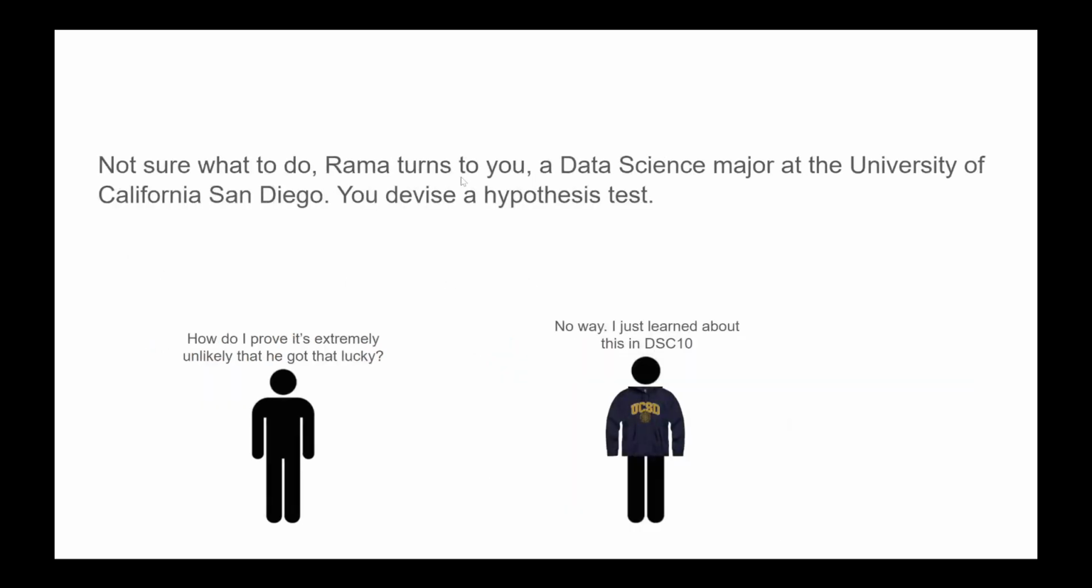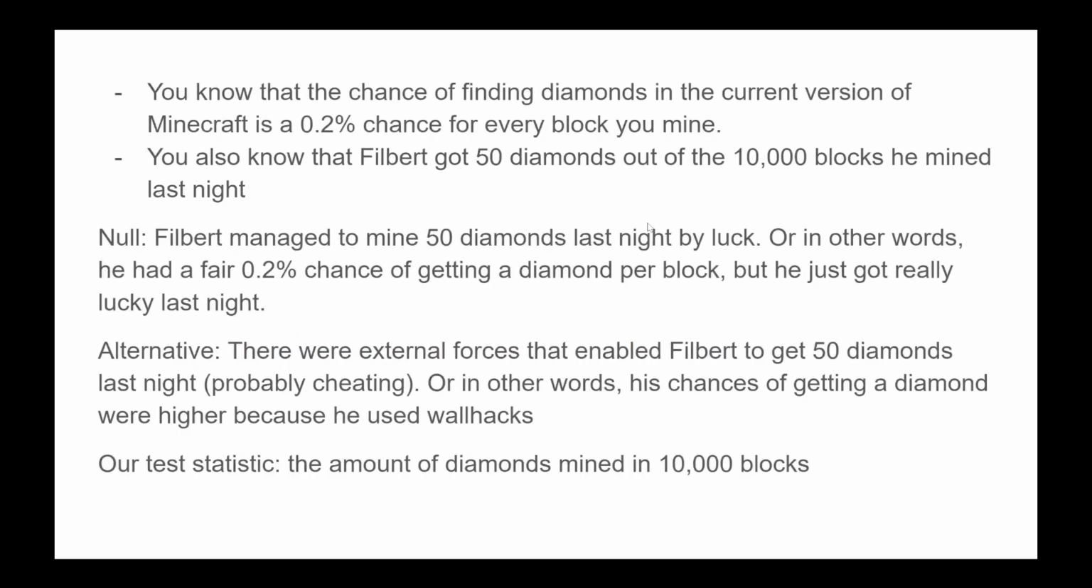Not sure what to do, Rama turns to you, a data science major at UCSD. Now, luckily for Rama, you just learned this in DSE 10, so you devise a hypothesis test. You know that the chance of finding diamonds in the current version of Minecraft is 0.2% for every block you mine. You also know that Filbert got 50 diamonds out of the 10,000 blocks he mined last night.